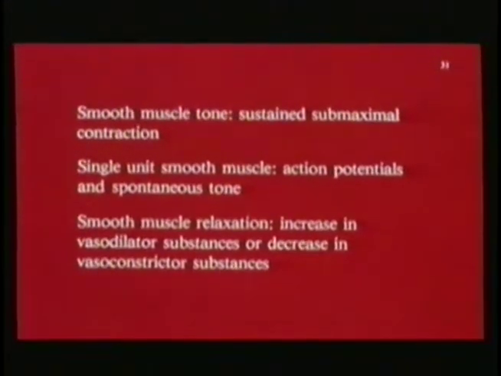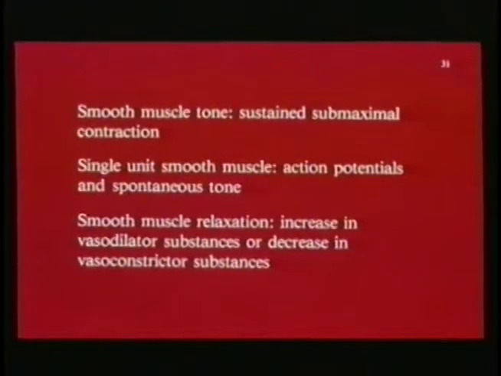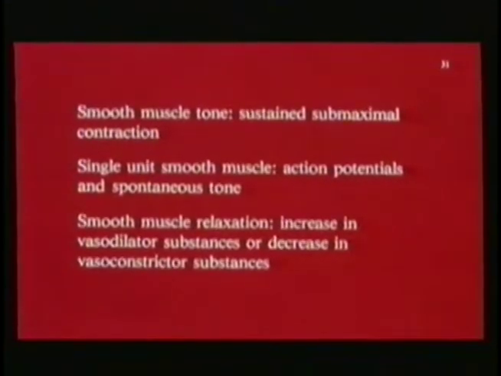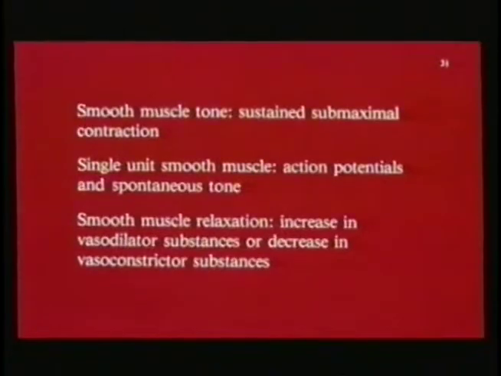31. Smooth muscle tone is a sustained submaximal contraction. Single-unit smooth muscle produces action potentials and spontaneous tone. Vascular smooth muscle relaxation is caused by an increase in vasodilator substances or a decrease in vasoconstrictor substances.